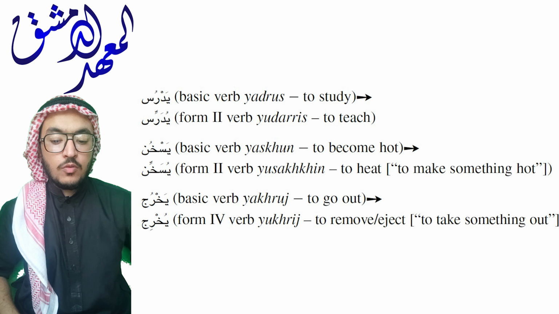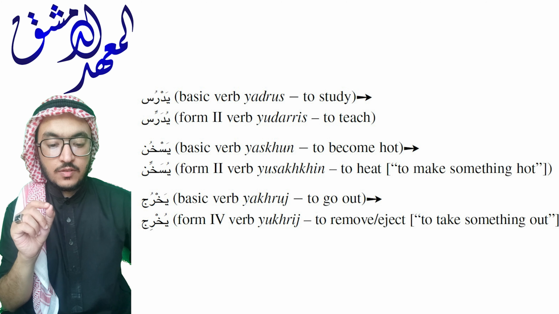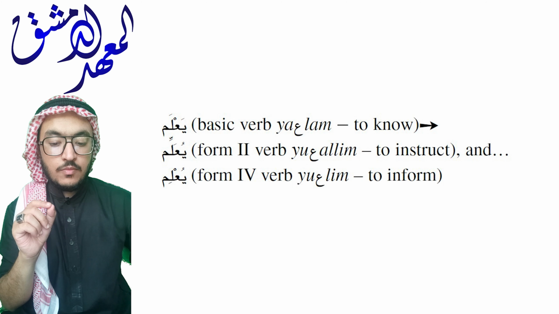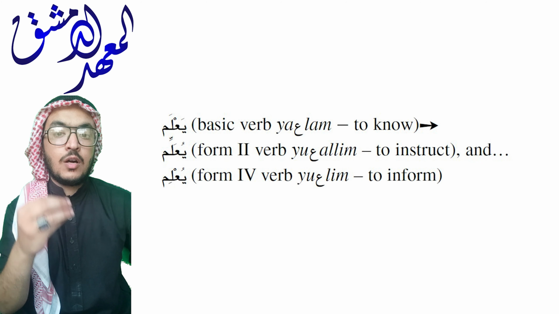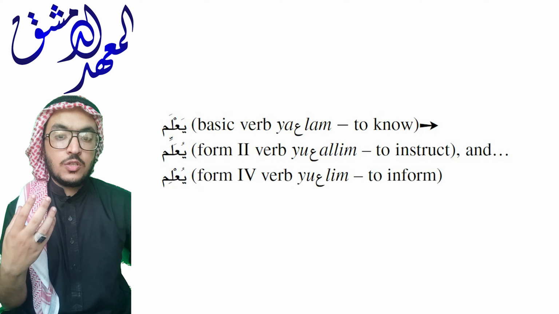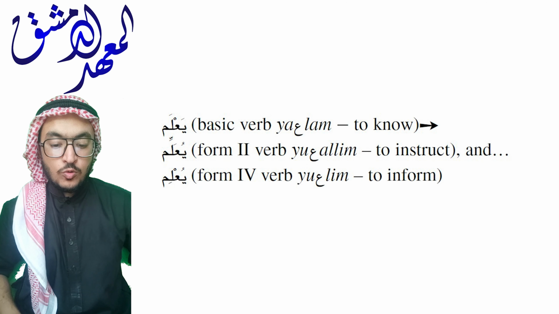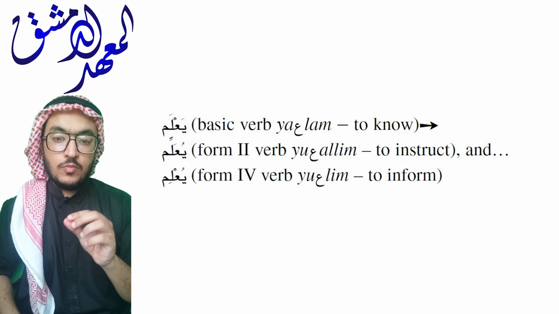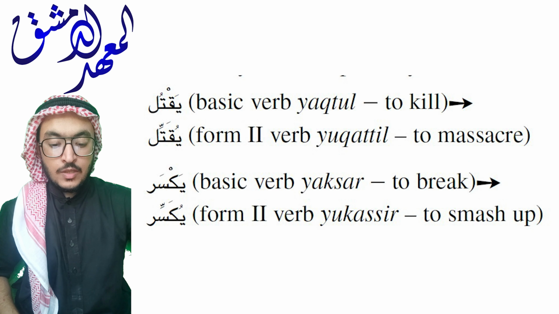Sometimes a root can put forms 2 and 4 with the same or almost the same meaning. You should watch for the subtle differences. For example, ya'lam means to know. Yu'allim means to give out the knowledge, which is teaching. And yu'lim means to inform, to give information.